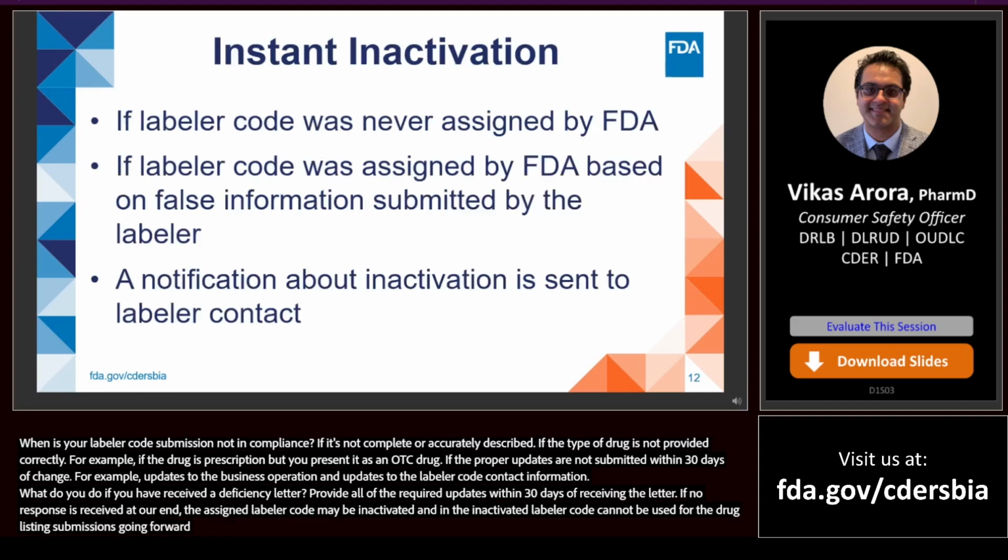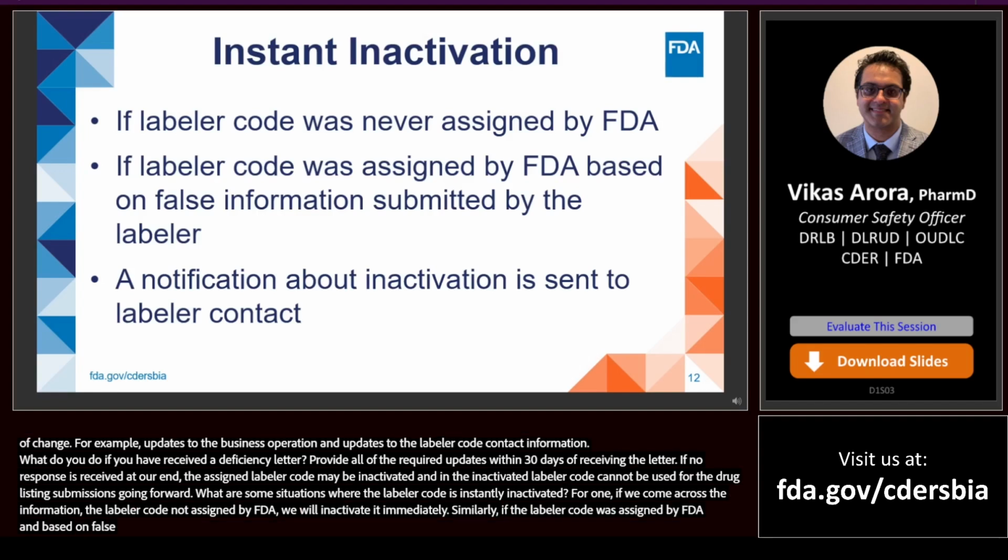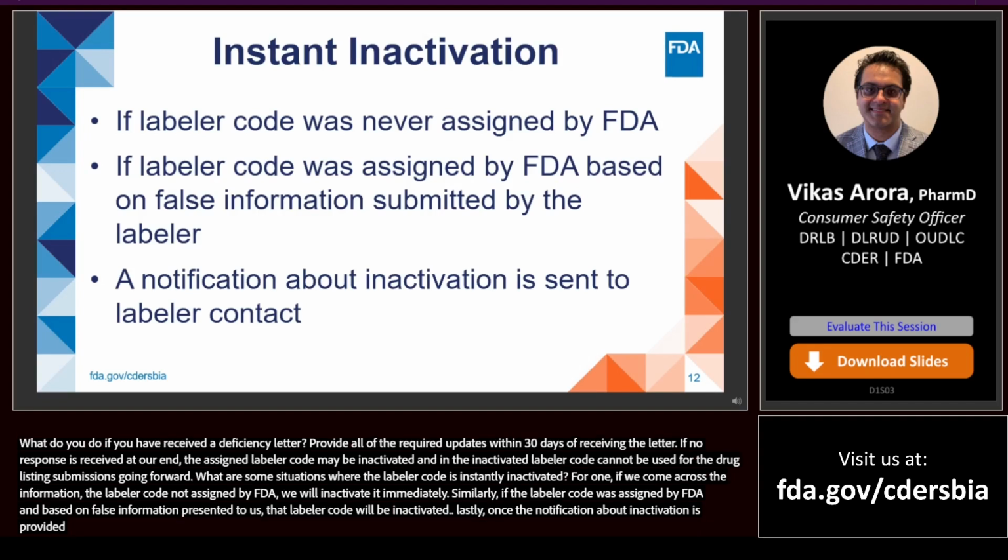So what are some situations where a labeler code is instantly inactivated? For one, if we come across a labeler code that was never assigned by FDA, we will inactivate that labeler code immediately. Similarly, if a labeler code was assigned by FDA but based on false information that was presented to us, that labeler code will also be inactivated. And lastly, once a notification about inactivation is provided to the labeler point of contact given, we will proceed with the instant inactivation of the labeler code.